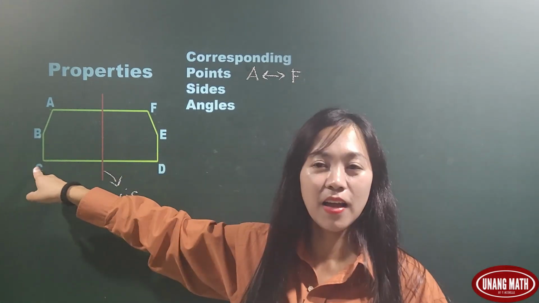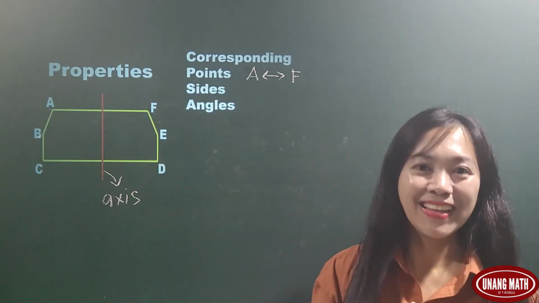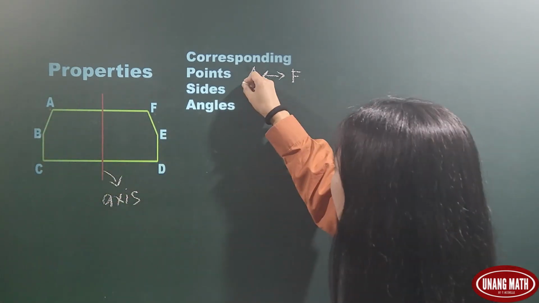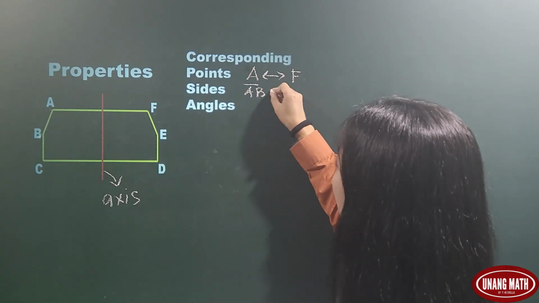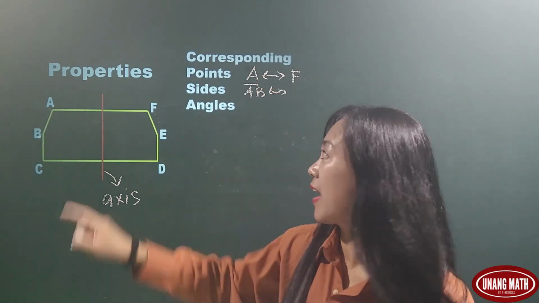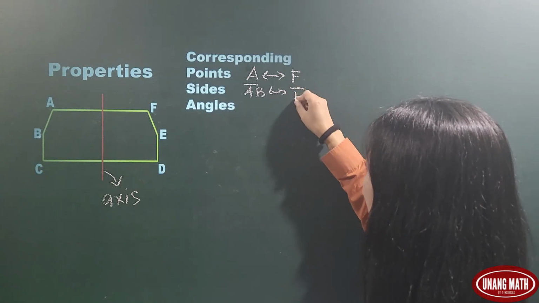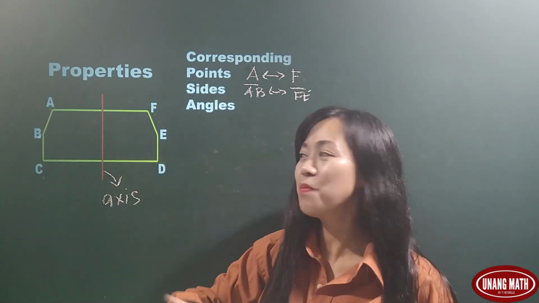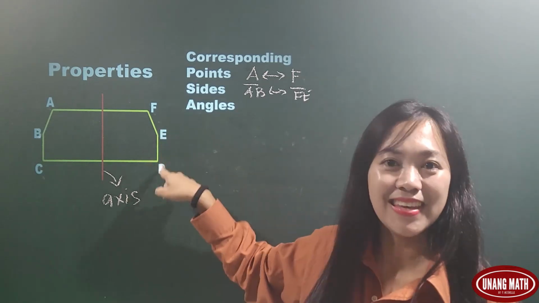Point C, ang katumbas nito ay ang point D. Okay, how about sides? Ang side AB, okay, corresponds to side FE. Okay, at ang side na BC, ang katumbas nito ay ang side ED.